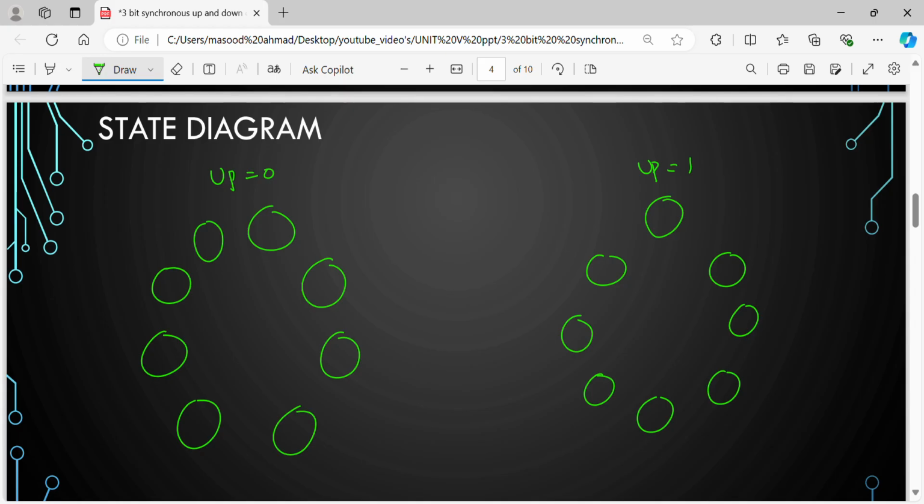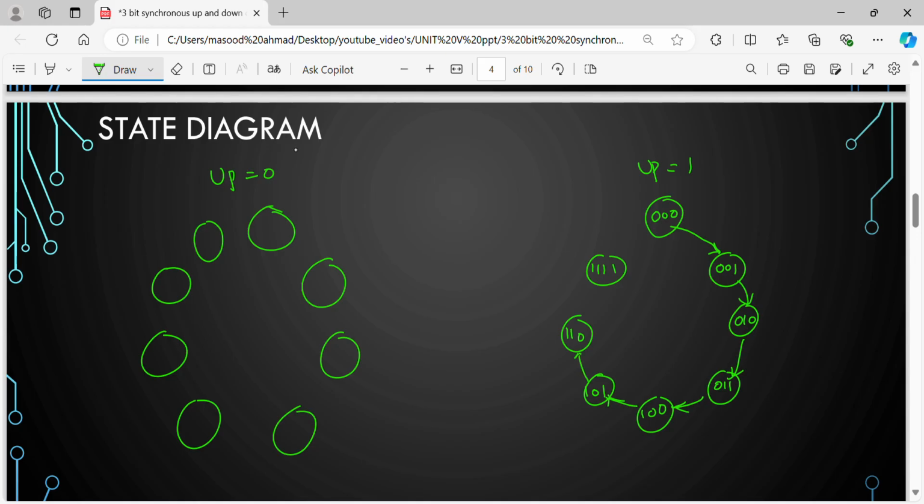So what exactly will it be? Up counter: 0 0 0, 0 0 1, 0 1 0. Here we can also fill in the up counter and down counter. Let me complete the up counting process: 0 1 1, 1 0 0, 1 0 1, 1 1 0, 1 1 1. It will move like this. This is the state diagram for the up counter.